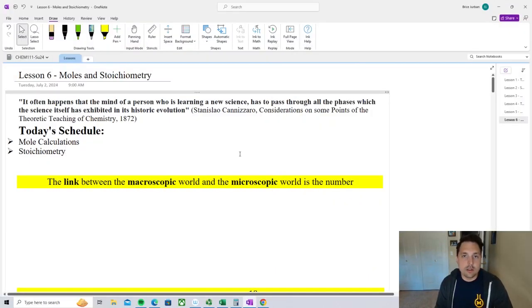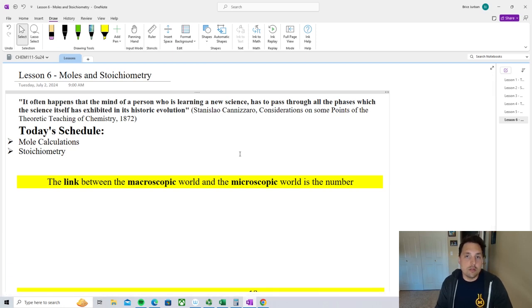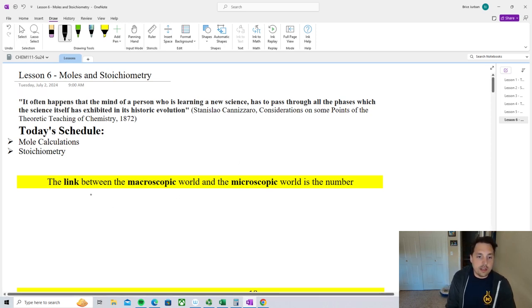Welcome back, everyone. In today's lesson, I'm going to talk to you about the concept of the mole, which is a unit of measurement to express reactants and products in chemical reactions in a convenient way. The mole is a unit of counting, and it refers to this link between the macroscopic and the microscopic world.